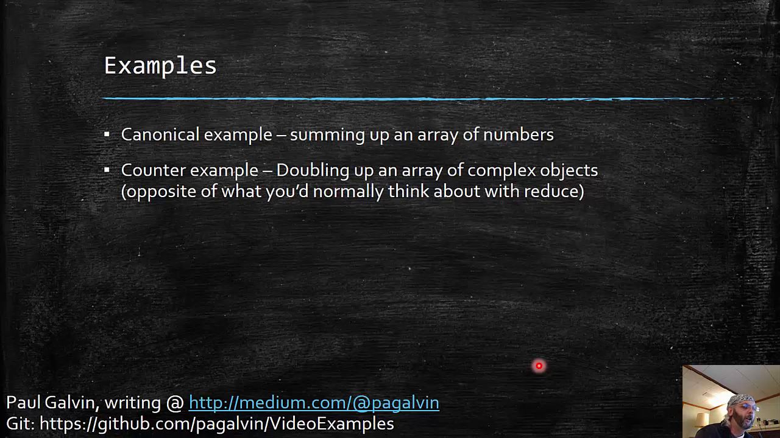Now, don't get me wrong, summing up an array of numbers is very important, and it's something that we have to do multiple times a day, usually 2 or 3 times before lunch. So I'm not trying to take anything away from that example, believe me. But it can be used for a lot more than summing up numbers. And that's what my counter example is going to show. So let's flip over to the canonical example first, and then we'll go to the counter example.